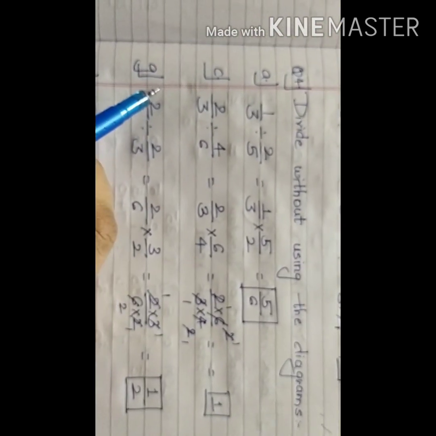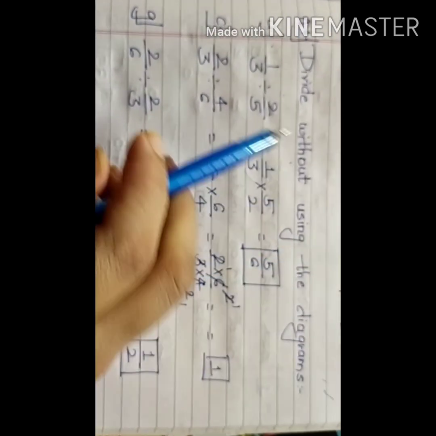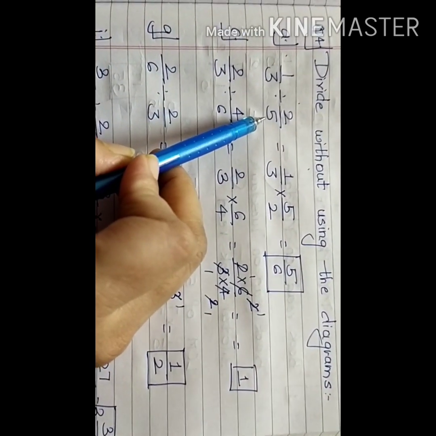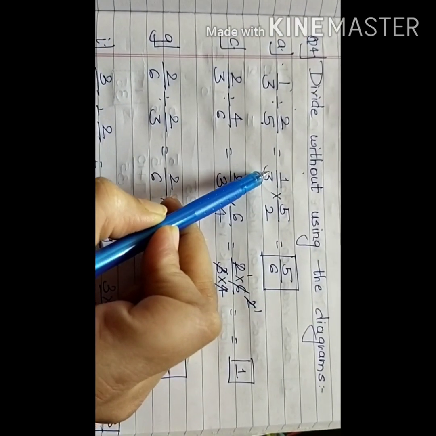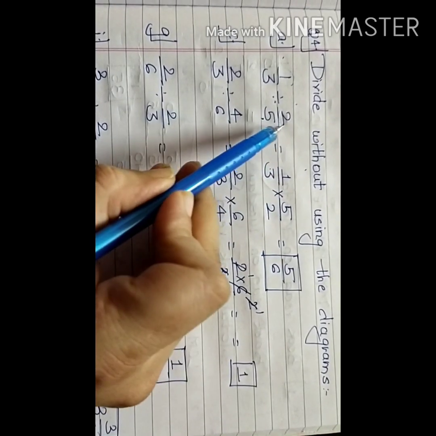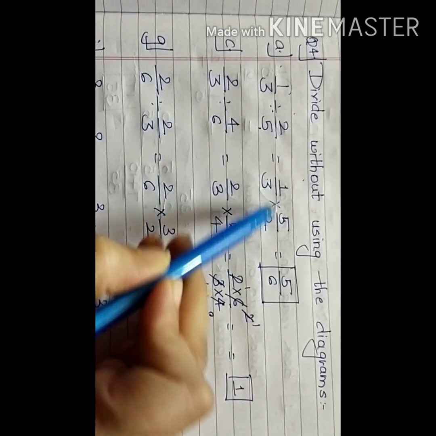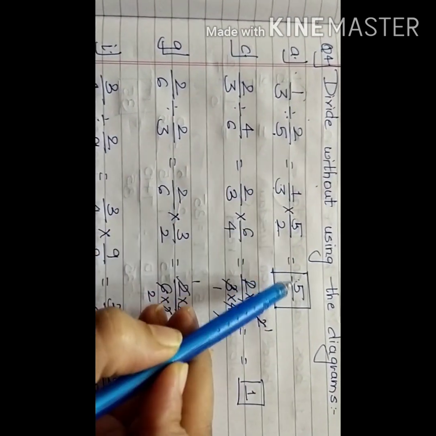Now I will show you question number 4. Divide without using the diagram. Now here children, this is division of a fraction by a fraction. Very simple again. First fraction to be kept as it is, division converted to multiplication, and reciprocating the second fraction, I get 5 upon 2. Now I could see nothing can be reduced. So 5 into 1 is 5, 3 into 2 is 6.